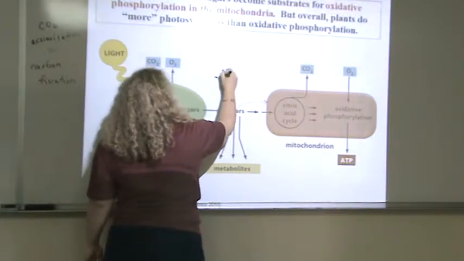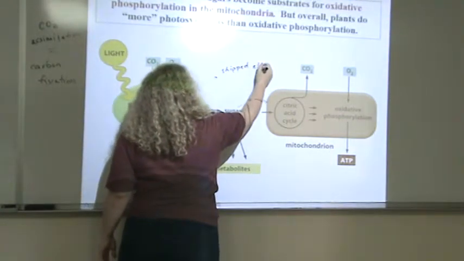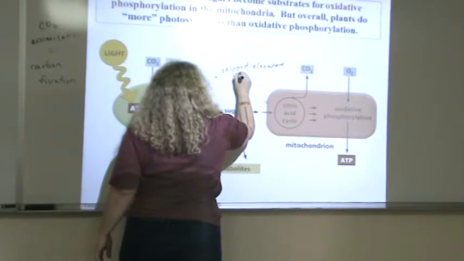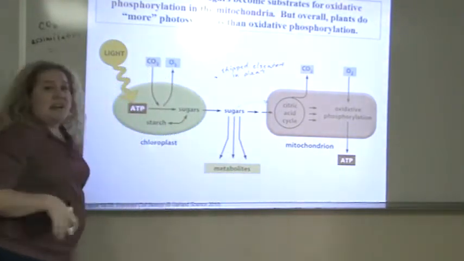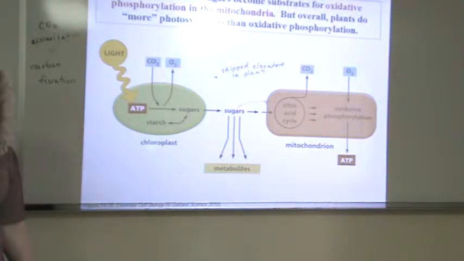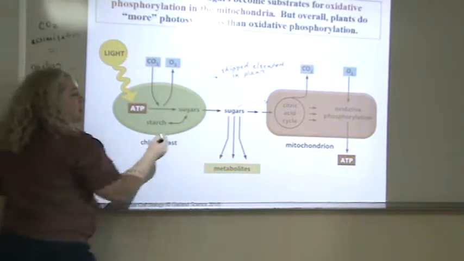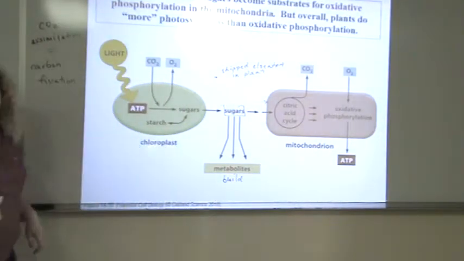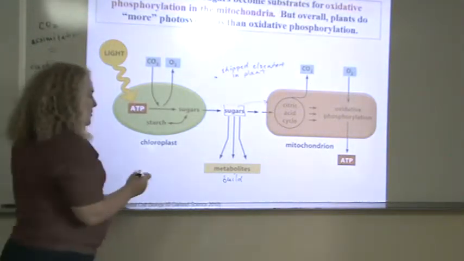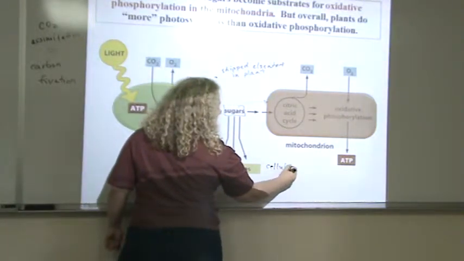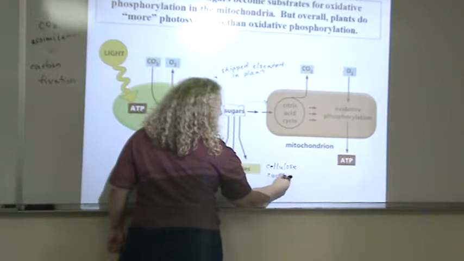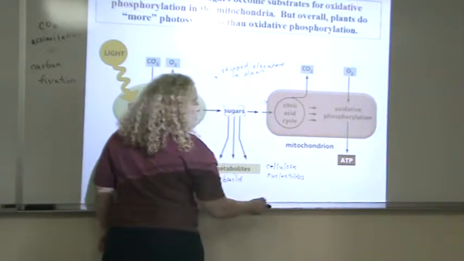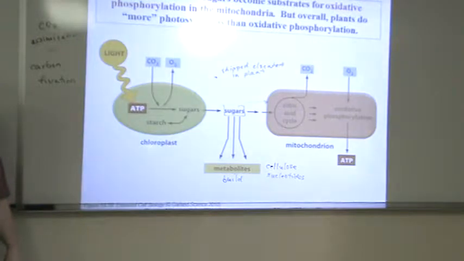Some of them, again, are going to be shipped elsewhere in the plant, like down to the roots, or into the stem, or into floral tissues. And some of the sugars are used then to build with. So build what? Cellulose. Cellulose would be one. The sugar parts of nucleotides as well. Anything that uses sugars as a building block.